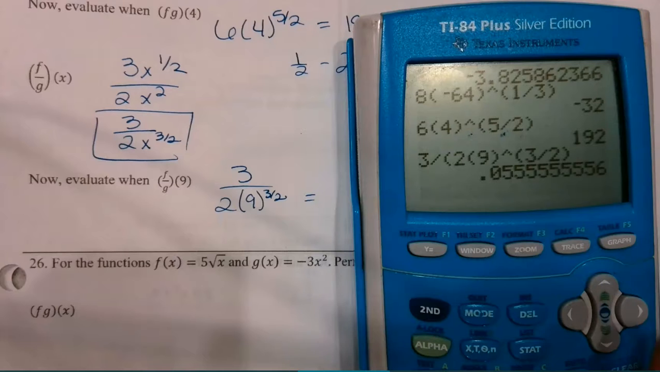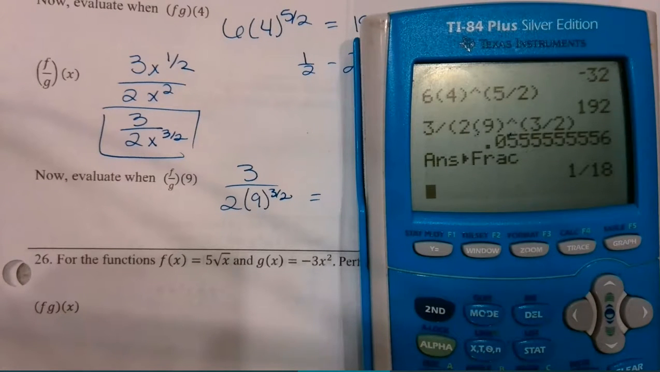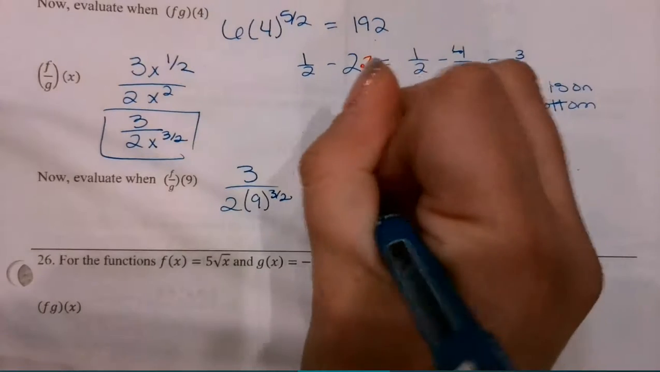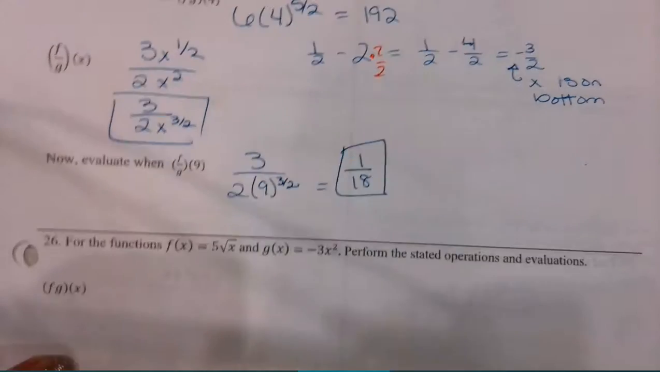This one gives me 0.555 repeating. If I go math fraction, it gives me 1 over 18. Okay. 26 is going to work the same way.